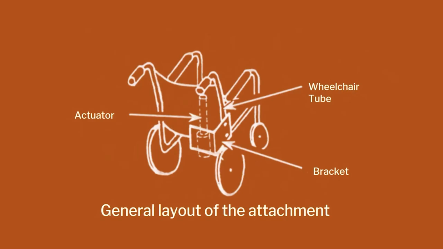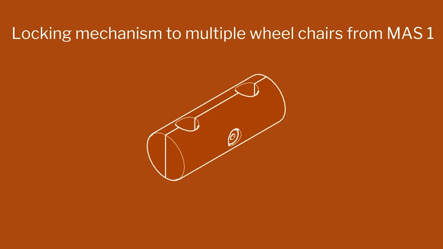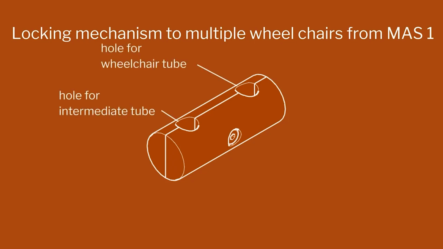So back to that diagram again, the bracket is already there, we are trying to connect this assembly to that bracket. So we have the vertical plane and we are connecting the tube. So this is what comes from Mass 1, the hole for the wheelchair tube, where the wheelchair tube will be, and the hole for the tube that holds the actuator assembly.